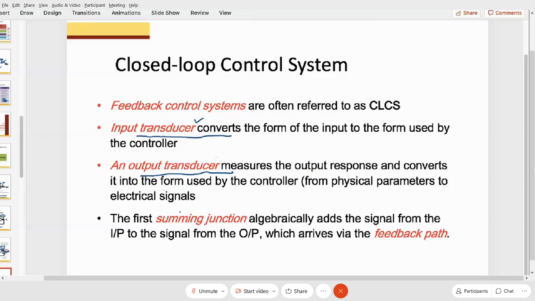Next is the summing junction. You have something like this, plus and minus, and we call that a summing junction. It adds or subtracts signals. To compare the input with the output, we use this summing junction. Maybe plus, maybe minus, it depends on your system. But in general, the feedback will be negative because we compare your input with the output.